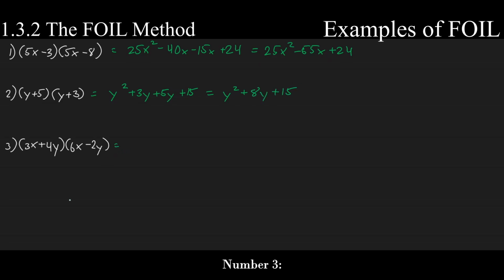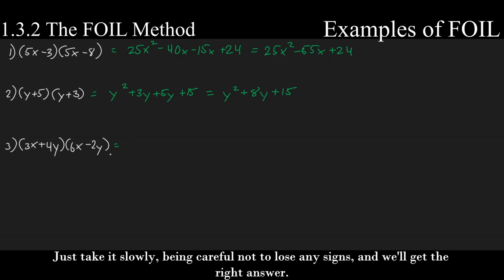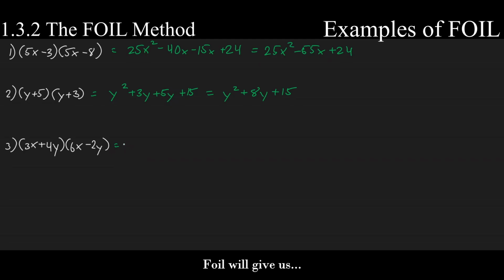Number 3, (3x plus 4y) times (6x minus 2y). Finally, we have one with coefficients and different variables in each term. Just take it slowly, being careful not to lose any signs, and we'll get the right answer. FOIL will give us 18x squared minus 6xy plus 24xy minus 8y squared, which simplified gives us 18x squared plus 18xy minus 8y squared.